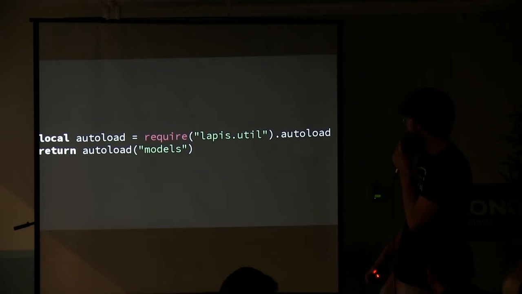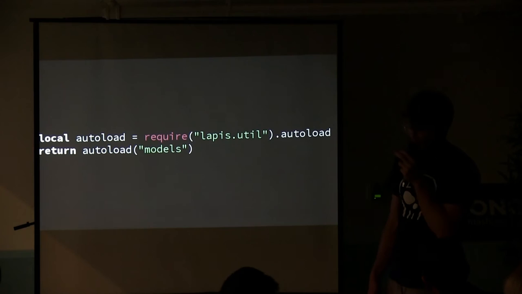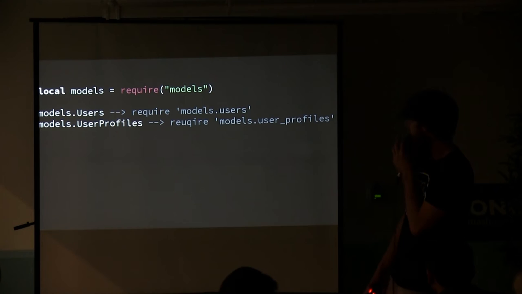But how they're loaded is kind of interesting. If you noticed before, when we created a new project, we were given this models.lua file, and this is what it looks like. This is the autoloader, essentially. So what is autoload? Well, it lets you do something like this. We can bring in this models module, and now we can reference classes by name, and it'll automatically translate them to the equivalent require.